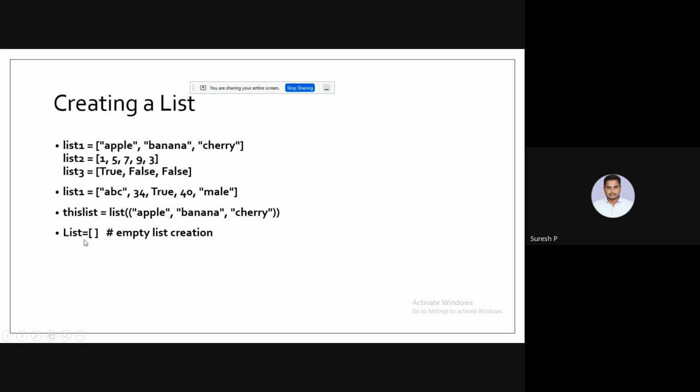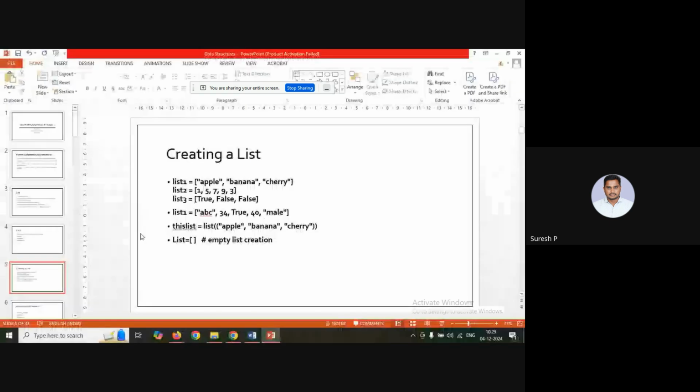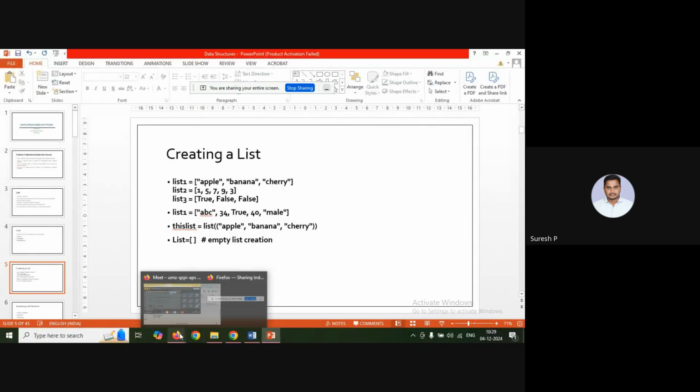Then even if you want to create an empty list, that is also possible. List equal to, that is an opening bracket and a closing bracket. So these are the different ways to create a list.